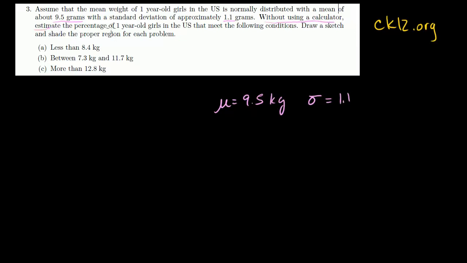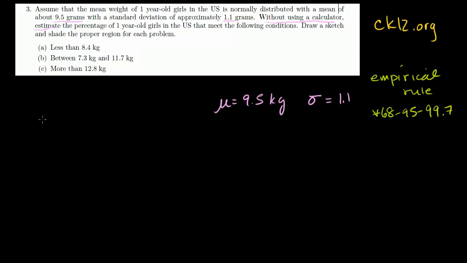Estimate the percentage of 1-year-old girls in the U.S. that meet the following conditions. When they say to estimate without a calculator, that's a big giveaway that we're supposed to use the empirical rule, sometimes called the 68, 95, 99.7 rule. And if you remember the name of the rule, you've essentially remembered the rule.